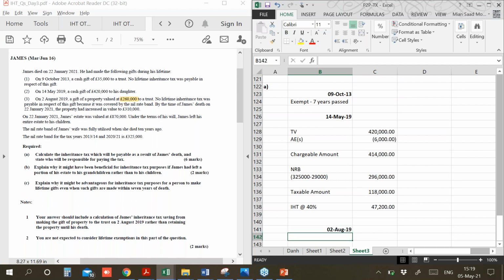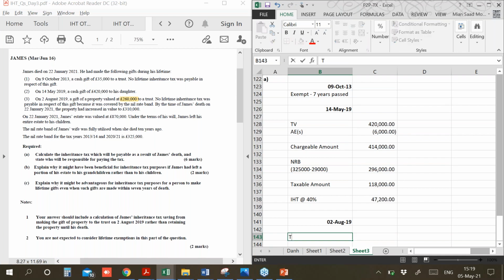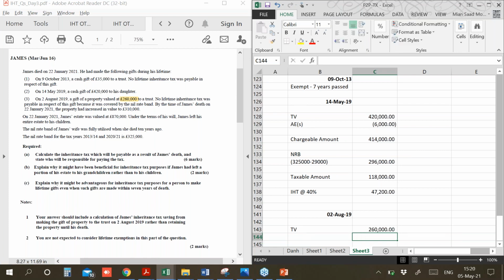I will bold that. Its value is, TV stands for transfer value. Its value is 260,000. Now this has been made in 2019 as well, and the transfer before has also been made in 2019 as well. Now I would like to ask you guys, is there any annual exemption left for this one?